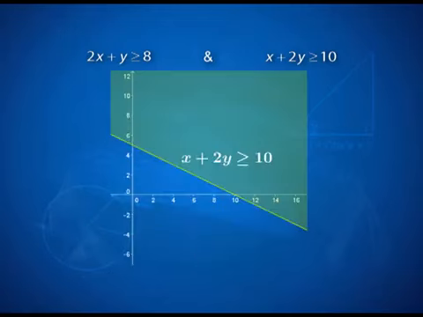The second inequality is x plus 2y greater than or equal to 10. We plot the line x plus 2y is equal to 10 and shade the upper part of the plane because this is our required answer.